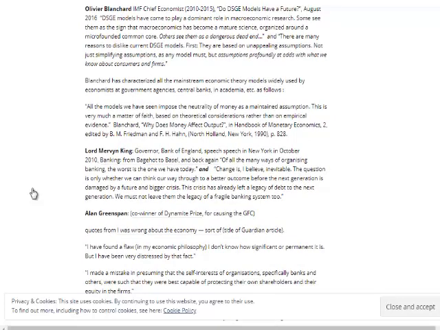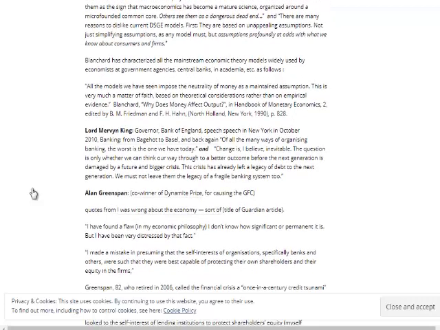Olivier Blanchard, who was the chief economist at the IMF, said that DSGE models are based on assumptions profoundly at odds with what we know about consumers and firms. It's not just that they're wrong, it's not that they're simplifying assumptions, they are dramatically at odds with, they are in contradiction with what we know. So again, how can we use a model which is in contradiction with what we know? Because of this idea that a model doesn't have to match what we know.